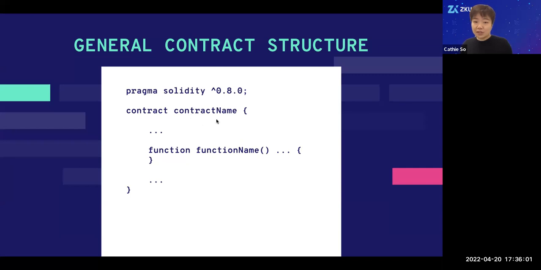You have a contract name, or in other words, the program name or the name of the app. And then you have some functions that perform different functionality in the contract.